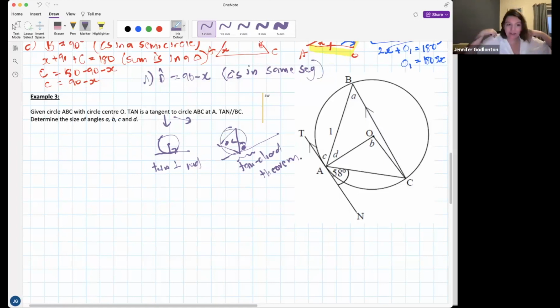I want you to now have a look at this question. They've told you that O is the center, that TAN is the tangent, and that tan is perpendicular to BC. They would like you to find the angles of A, B, C, and D. So start from the beginning. Find A first. When you've given me your answer, I want to see or hear the reason. So I want to know the angle and I want to know the reason.